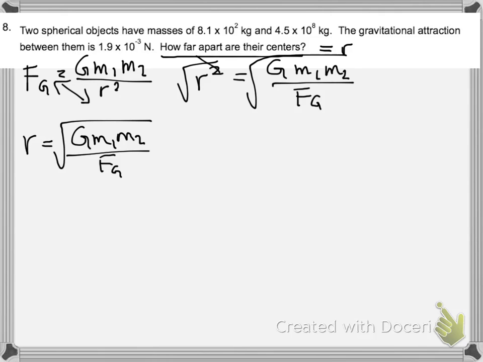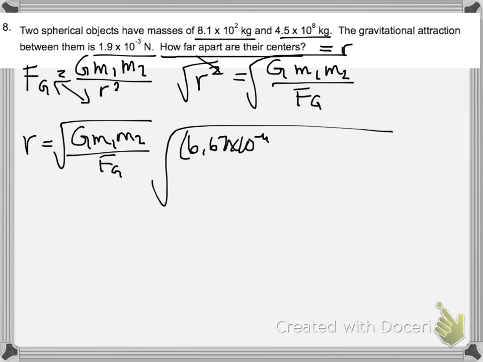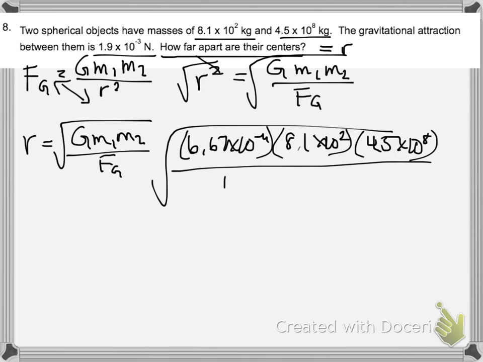So at this point we can plug in because we have our two masses listed in the problem as well as our force of gravitation. So if we plug everything in, we have 6.67 times 10 to the negative 11th times 8.1 times 10 to the second times 4.5 times 10 to the 8th divided by 1.9 times 10 to the negative 3. And when we put all of that into our calculator and then we square root the problem, we end up with a radius of 113.12 meters.